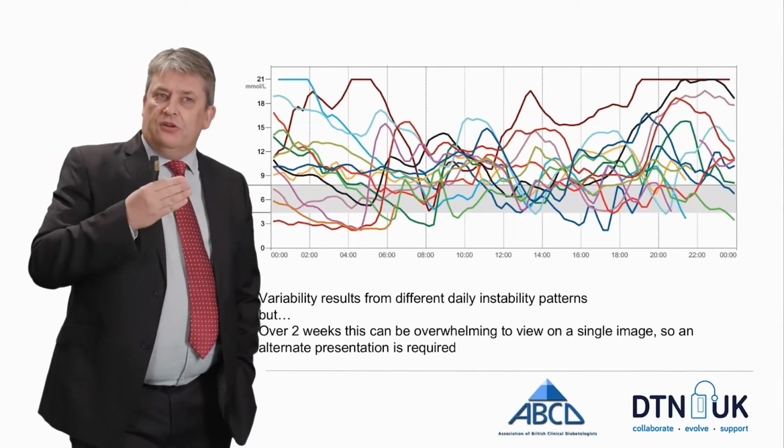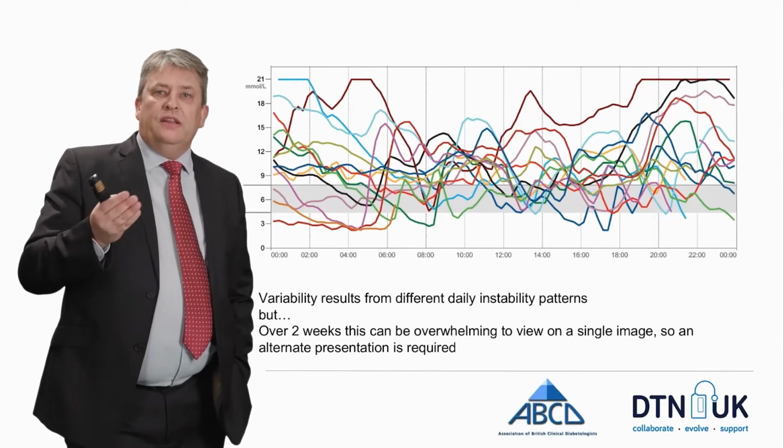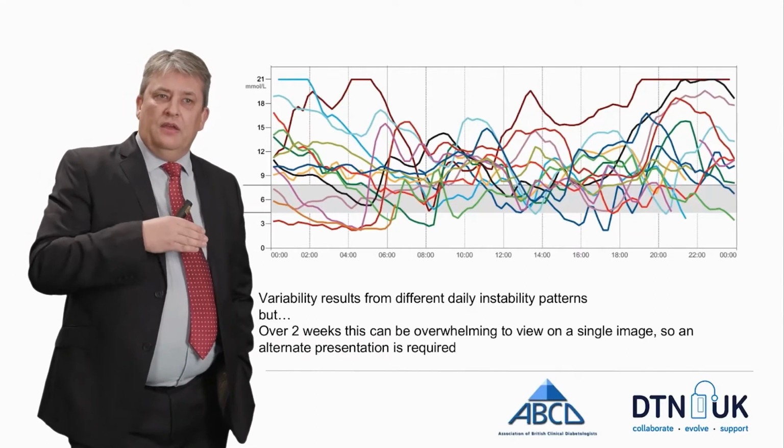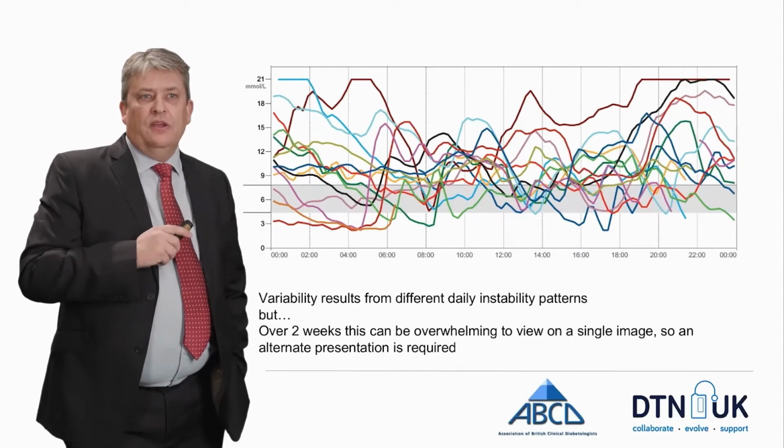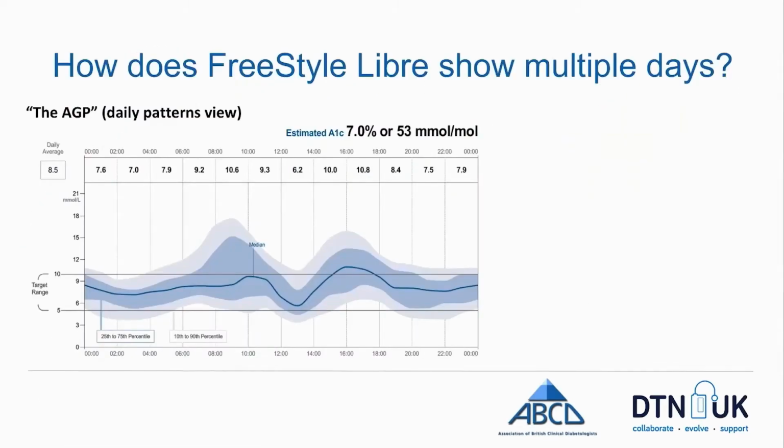And so if we are to use these measures of glucose variability effectively, we need to have a different way of looking at them. And that's exactly what's happened by the use of this thing called the ambulatory glucose profile, which in the Libre's own software they call their daily patterns view, which allows us to see multiple days as a much simpler figure.